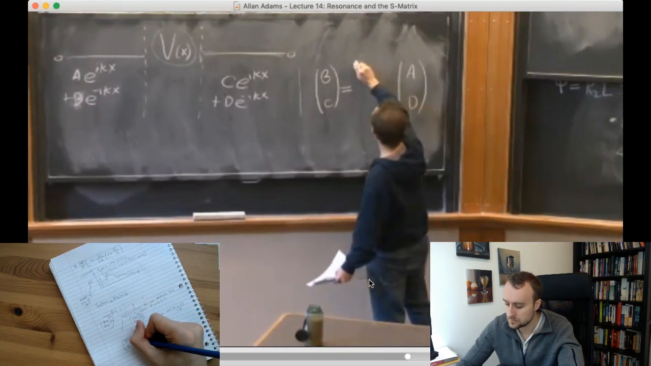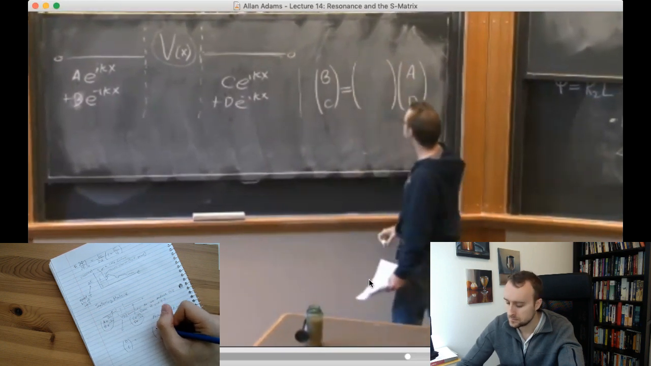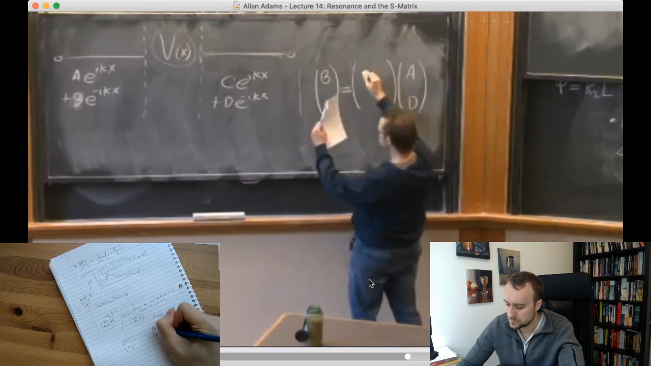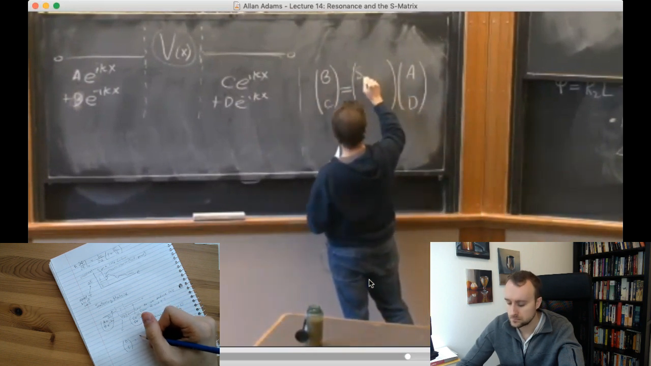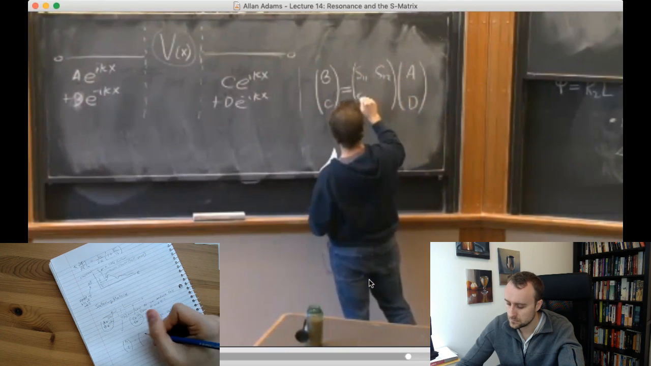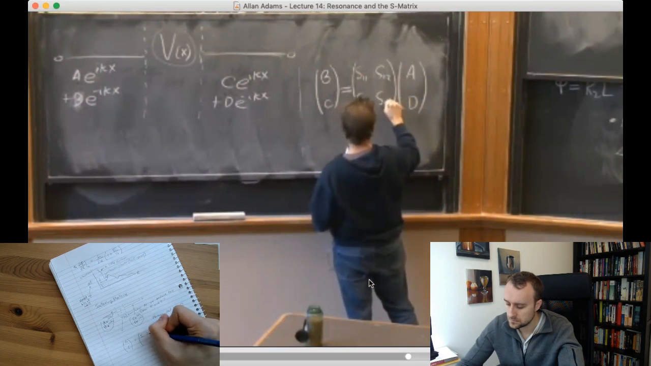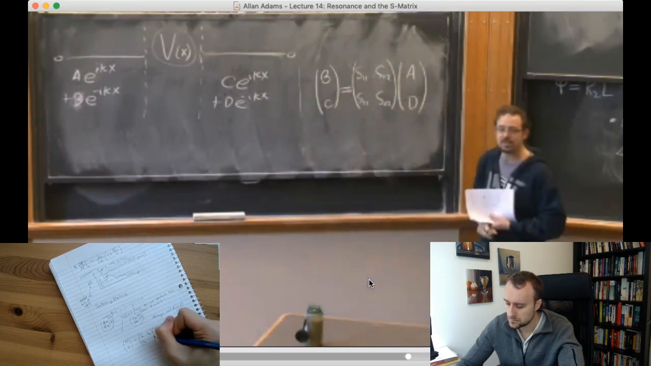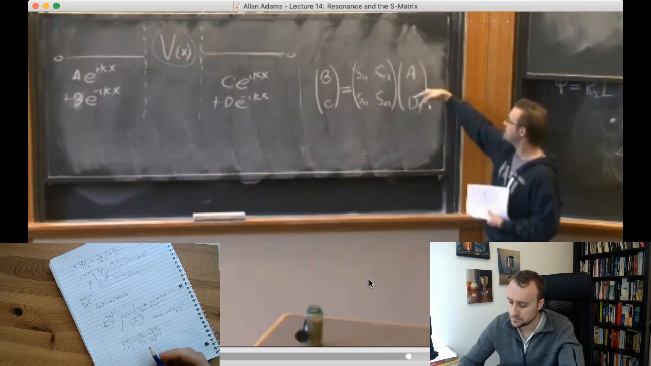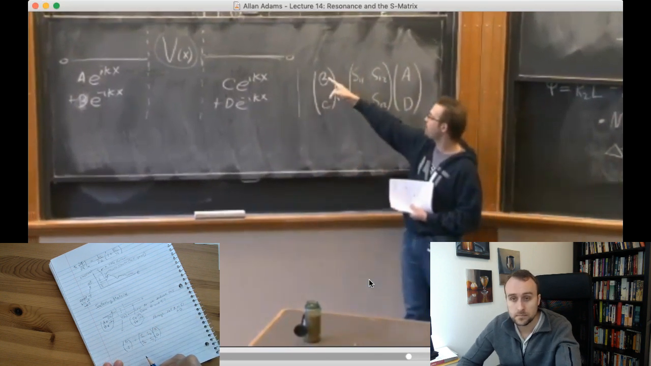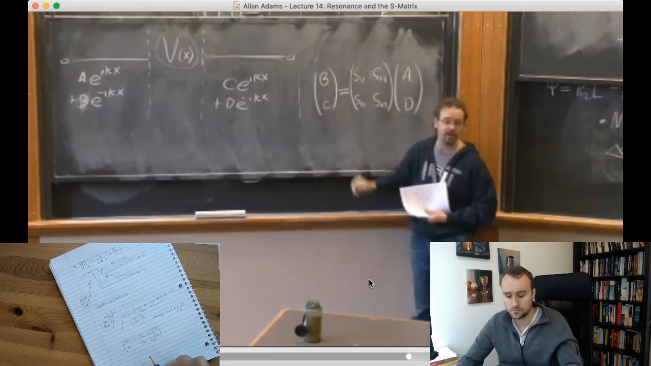So if you could solve this problem, the answer is just some pair of linear relations between these, and we can write this as a matrix, which I will call S11, S12, S21, S22. What this matrix is doing is it takes the amplitude you're sending in from the left or right and tells you the amplitude coming out to the left or to the right.